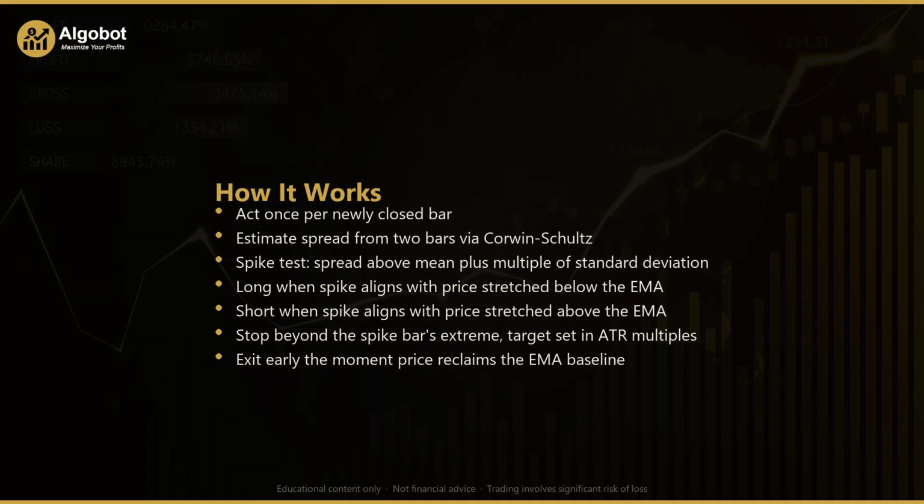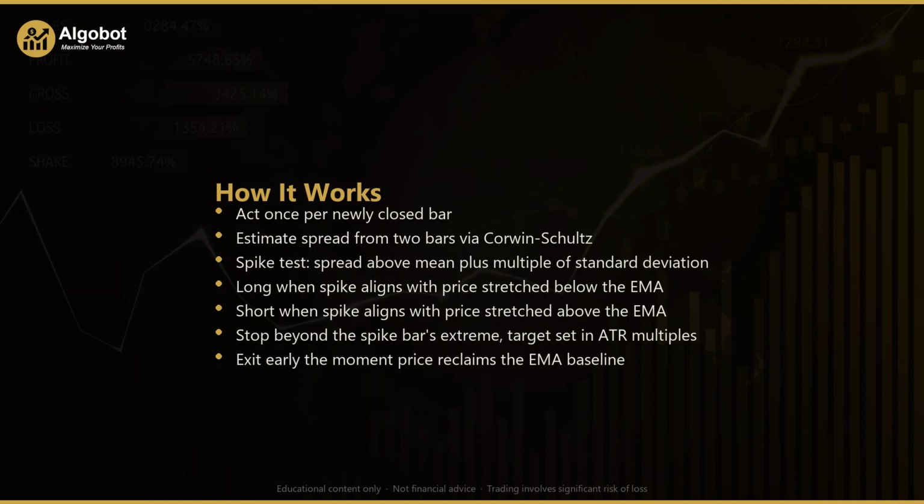The protective stop is placed below the spike bar's low, offset by 1.2 times the ATR, and the take profit is set 2 times the ATR above entry by default. For a short, the mirror applies. The spread must spike, and the close must sit at least the stretch distance above the EMA. The strategy then signals a sell at the bid, with the stop above the spike bar's high and the target set in ATR multiples below entry.